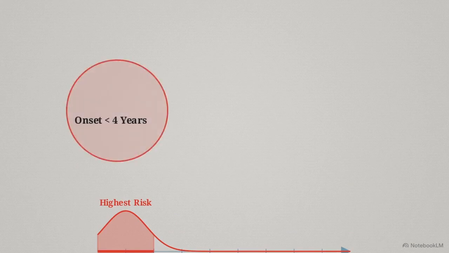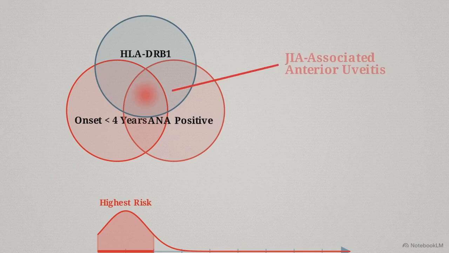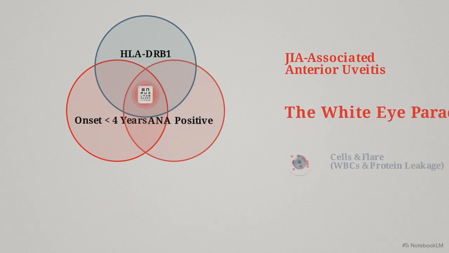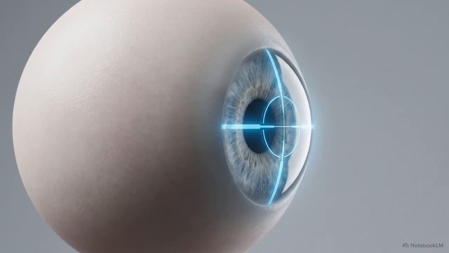This diagram isolates 3 immunological risk factors: onset before age 4, an ANA-positive blood test, and the HLA-DRB1 gene. Their intersection triggers JIA-associated anterior uveitis. The paradox of this inflammation is the eye remains entirely white and pain-free. While the eyes may appear quiet, the 6/12 vision in the right eye is a critical signal of active pathology. This vision loss justifies an immediate, aggressive hunt for cellular debris in the anterior chamber.